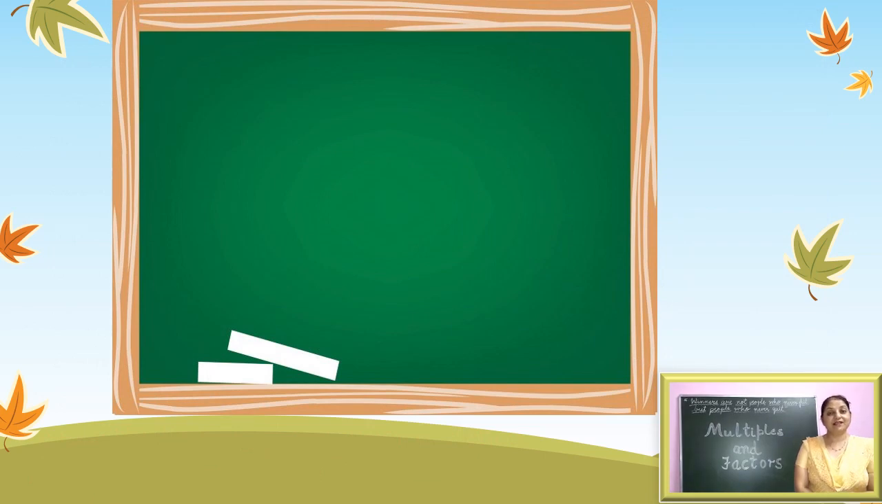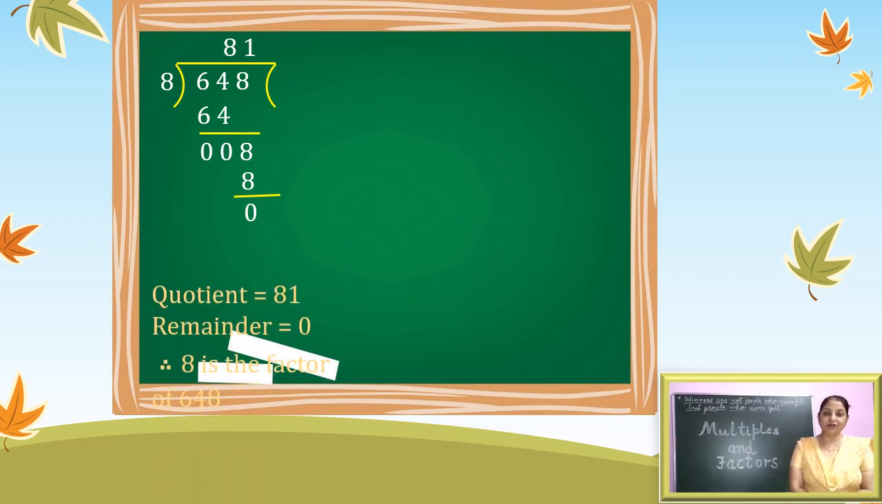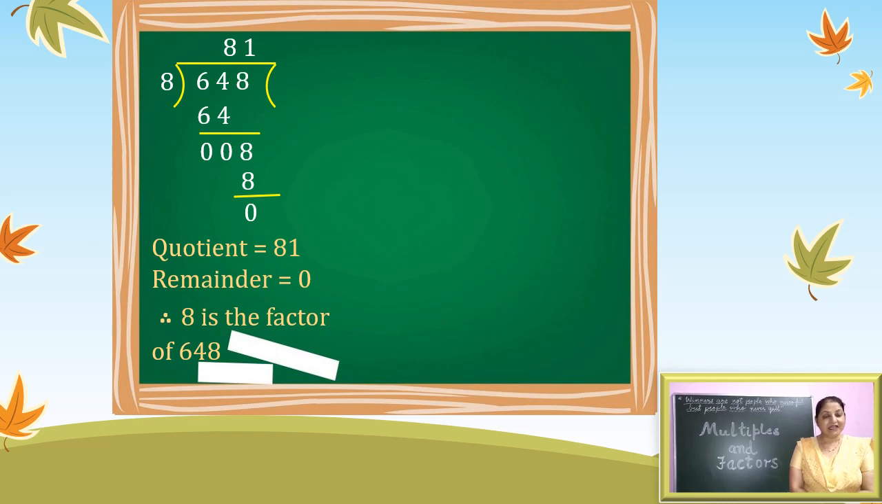Children, let us try to understand an easy way to find out whether a number is a factor of another number or not. For this, I will be giving you 2 examples. See the first example. In this, we will find if 8 is the factor of 648 or not. So when we divide 648 by 8, we get quotient 81 and remainder 0. As the remainder is 0, we can say that 8 is the factor of 648.